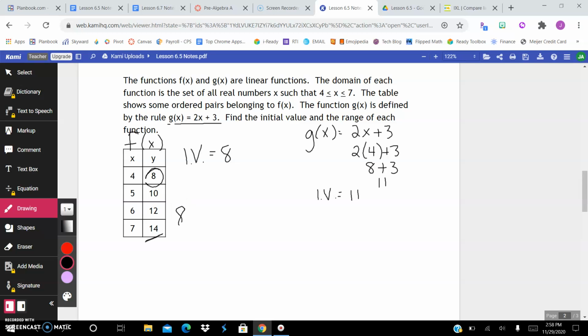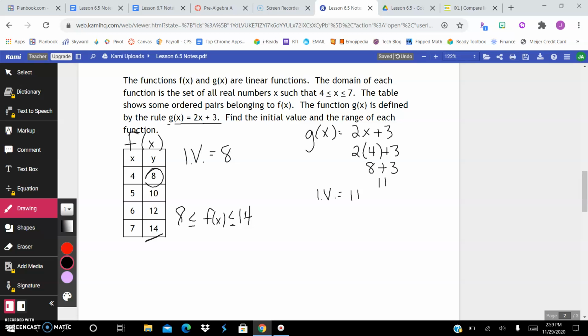So our smallest number is 8, and our largest number is 14. And we're talking about f of x. And we can say that f of x has to be between 8 and 14. So in other words, 8 is less than or equal to f of x, and f of x is less than or equal to 14. So the range, or the y values, are anywhere between 8 and 14 when the x values are between 4 and 7. We have to do the same thing for g of x here.